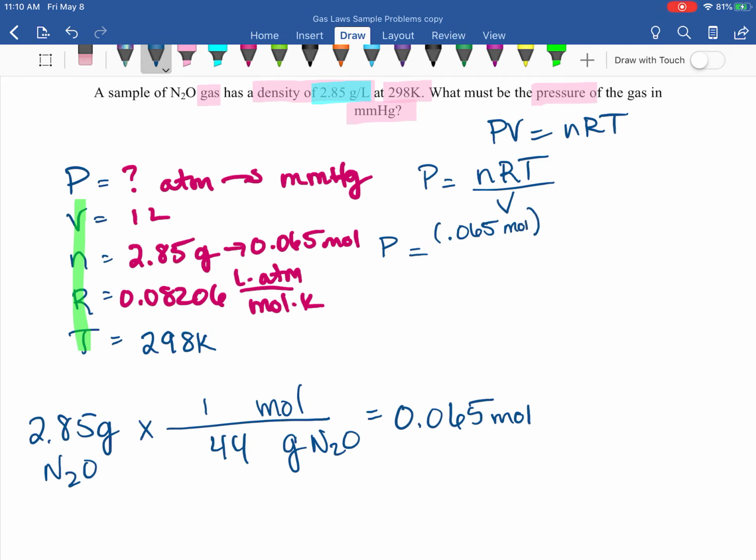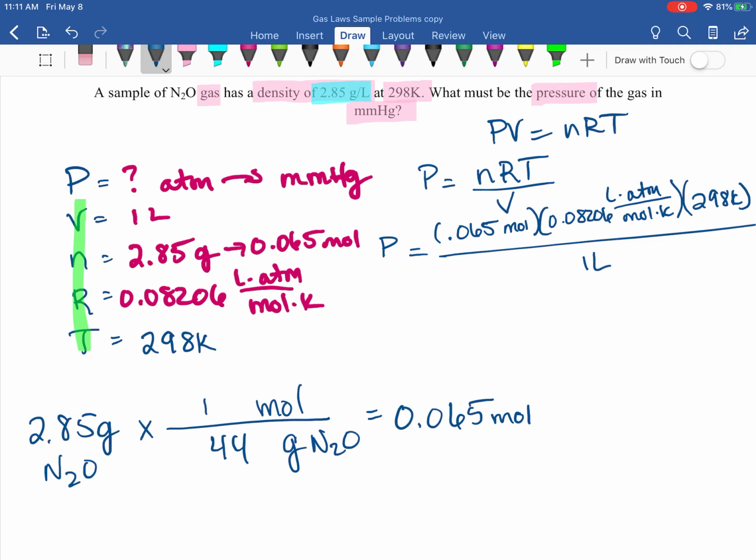All right, what are our moles? 0.065. All right, our constant. Liters, atmospheres, mole, Kelvin. It's just a constant reminder of your units. And then our temperature, 298 K. And then let's divide that all by 1 liter. All right, double check your units. We've got liter, gone. We've got moles, gone. Kelvin, done. All right, let's solve for pressure.